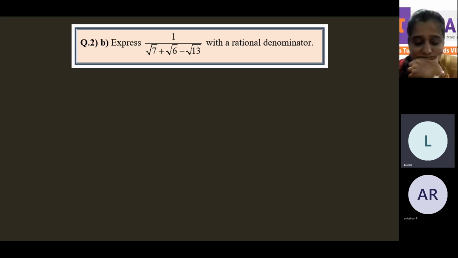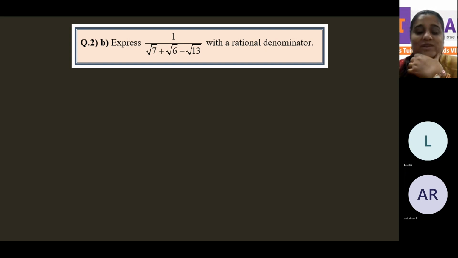Yes, ma'am. 7 root 6 plus 6 root 7 plus root 546 by 84. Very good. You got the right answer. Can I see your answer on WhatsApp, Laksha? Yes, ma'am. Send the picture. I'll send it right now.